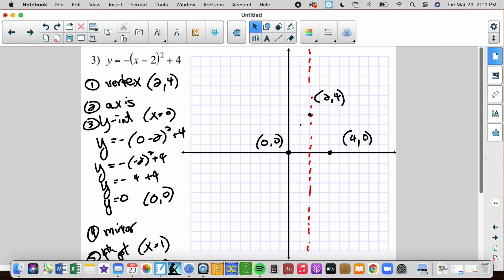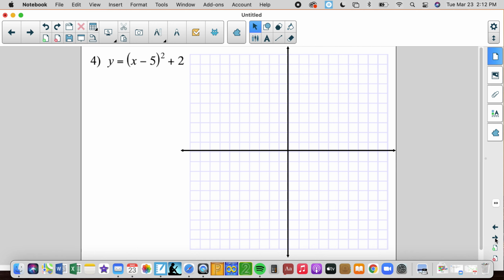1, 1, 2, 3, 1 away. That is the point 1, 3. This is the point 3, 3. And it is upside down, which is good, because that's what I was expecting to see, an upside down chart. And that is number 3. Those could be the points that you should all have.